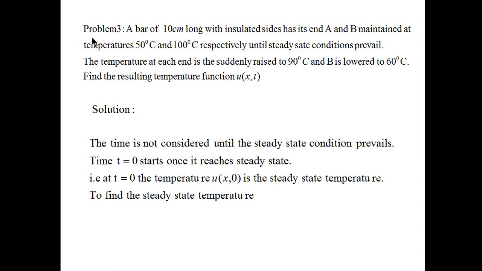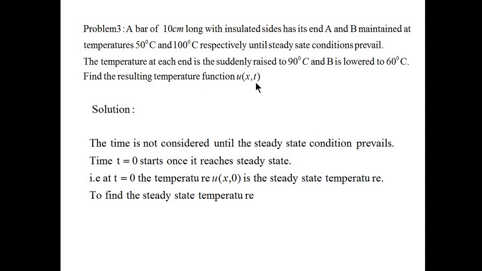Now let us discuss another type 3 problem. A bar of 10 cm long with insulated sides has its ends A and B maintained at 50 degrees and 100 degrees respectively until steady state conditions prevail. The temperature at end A is suddenly raised to 90 degrees and B is lowered to 60 degrees. Find the resulting temperature u of x,t.